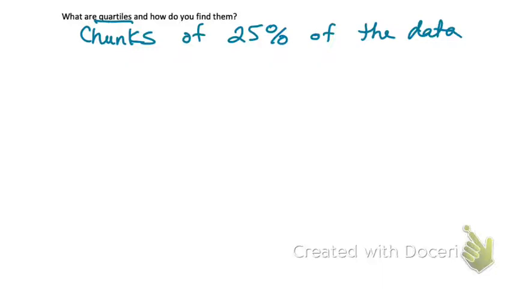So when I find, let's say I have my data set and I find the median, what percent chunks do I have at that point? 50. I have 50 and 50. So how could I then get 25, 25, 25, 25? Find the median of the median. Find the median of the median, you got it. So the first step is to find the median. Find the median of the data.